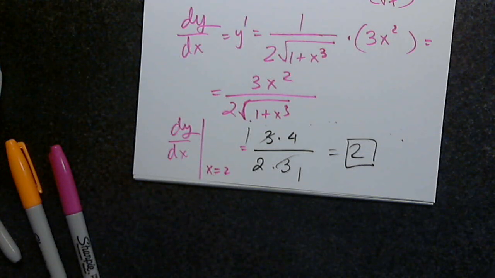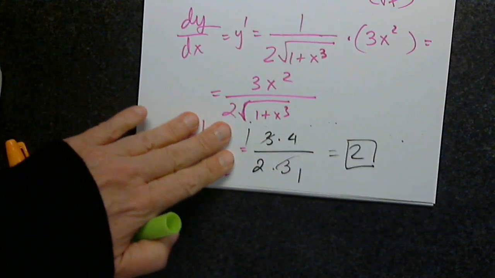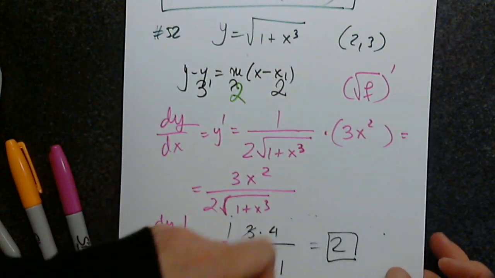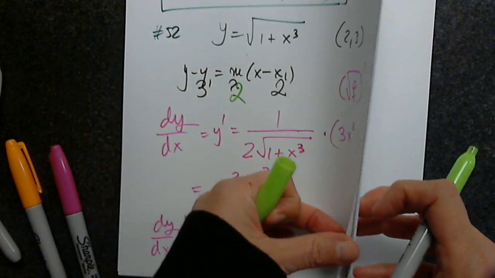So that's good, but it's not good enough. I have to go back and put it in the equation of the tangent line. So then I have y minus 3 equals 2 parentheses x minus 2.